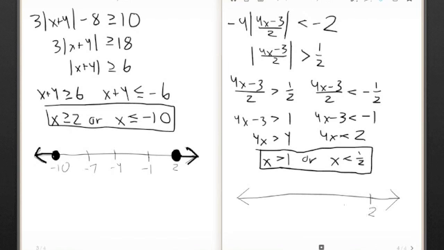Let's pick 2 and 0. Okay. Less than 1/2 or greater than 1. So the only thing it could not be is anywhere from 1/2 to 1. All right.